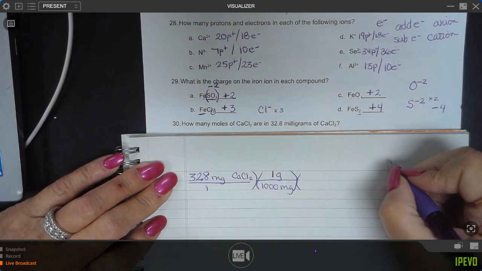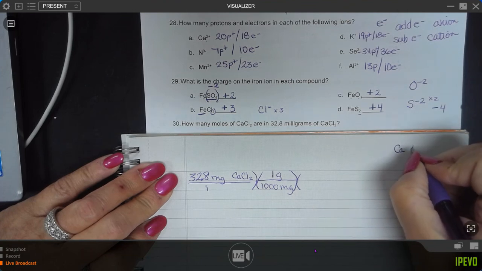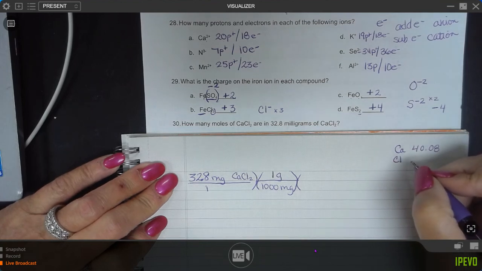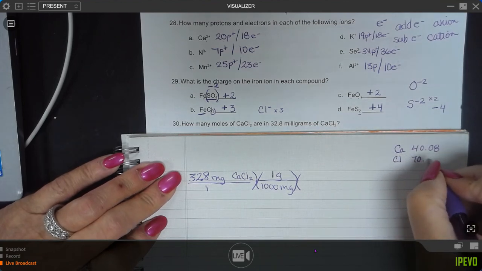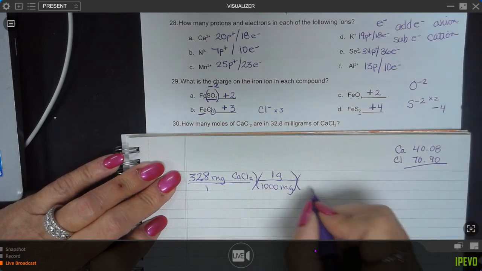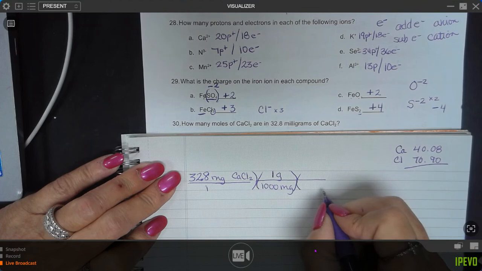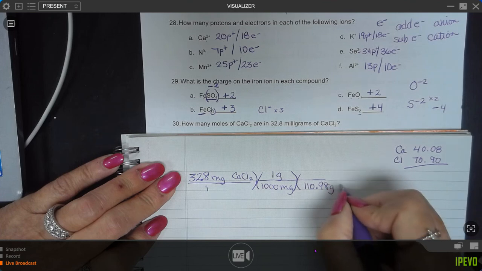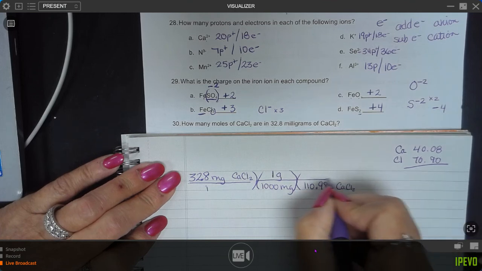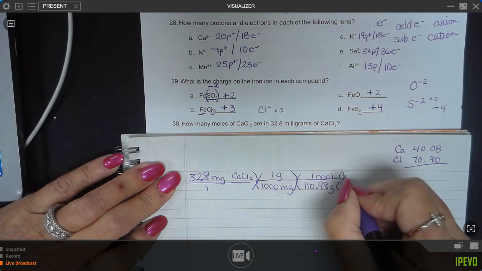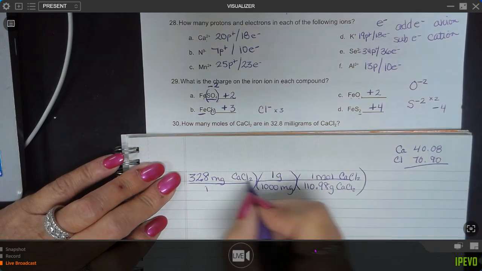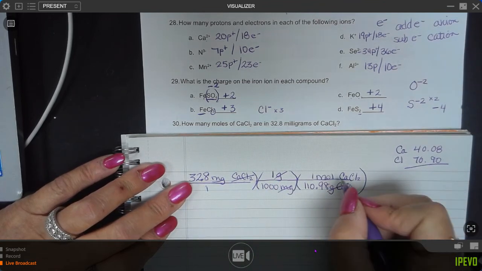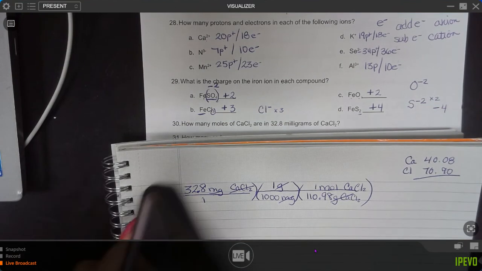To do that, we have to see that calcium's molar mass is 40.08. Chlorine is 35.45. I have 2 of them, so 70.90. That gives me a molar mass of 110.98 grams of calcium chloride, and that is equal to 1 mole of calcium chloride. So I'm going to cross off milligrams. They cancel. Grams cancel. That gives me moles of calcium chloride. So let's do the math.